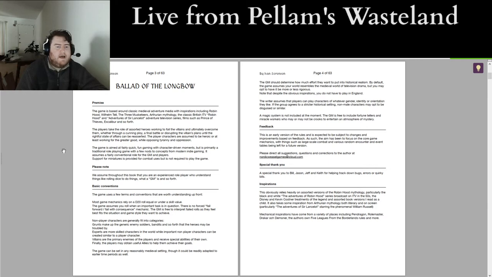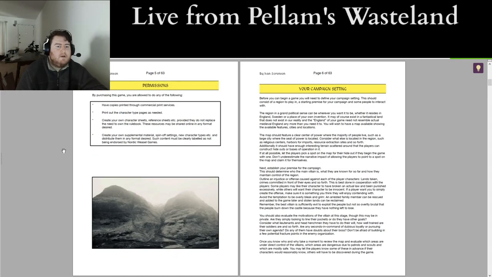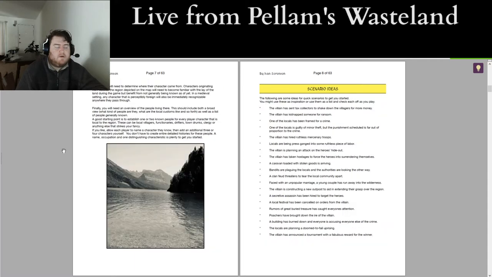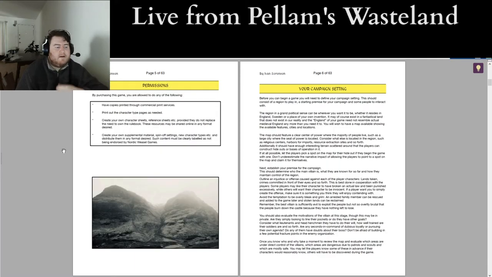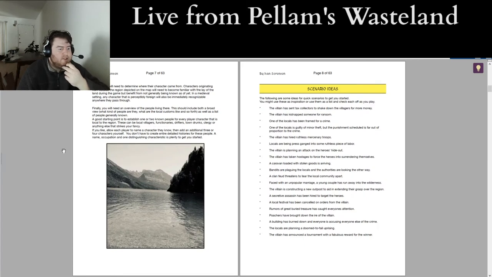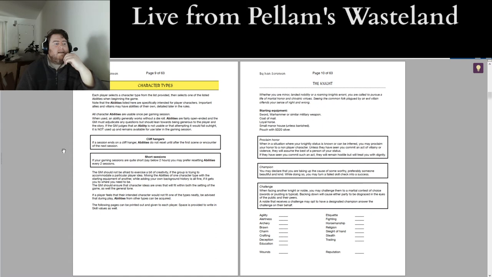Anyway, it's pretty straightforward, pretty cool. There's discussion of what you should do in terms of getting this to play. There's essentially no custom art in this book. There's a little bit of images and stuff like that, as you can see if you're on YouTube. There's some pictures of environment sort of stuff. Here's some scenario ideas. Then we have character types.